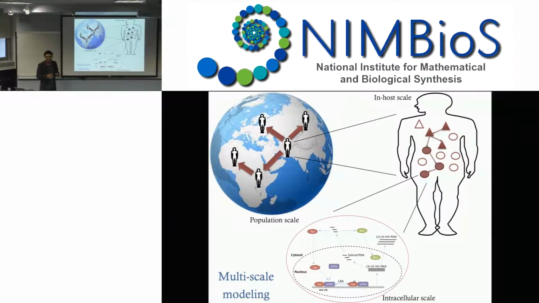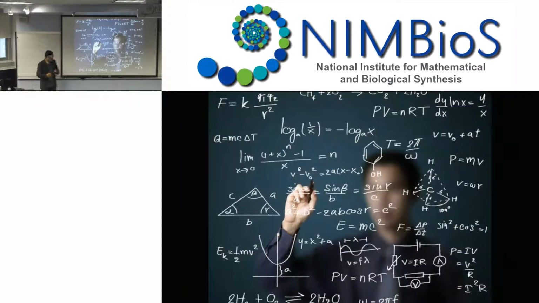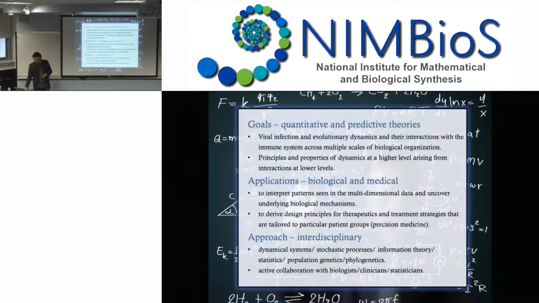This is an overarching research theme I'm extremely interested in, and we try to build mathematical models to link things together. I'm in the math department, I'm a mathematician, I don't do any experiments, but this is what I do. I use blackboards and sometimes computers to write down equations and draw some intuition. But at the same time, I like to actively collaborate with biologists. So my work is really quantitative, trying to develop predictive theories to understand viral infection and evolutionary dynamics and their interactions with the immune response. And in a more mathematical framework, we are interested in the principles and the properties of the dynamics at higher scale and how that arises from interactions at lower scale.